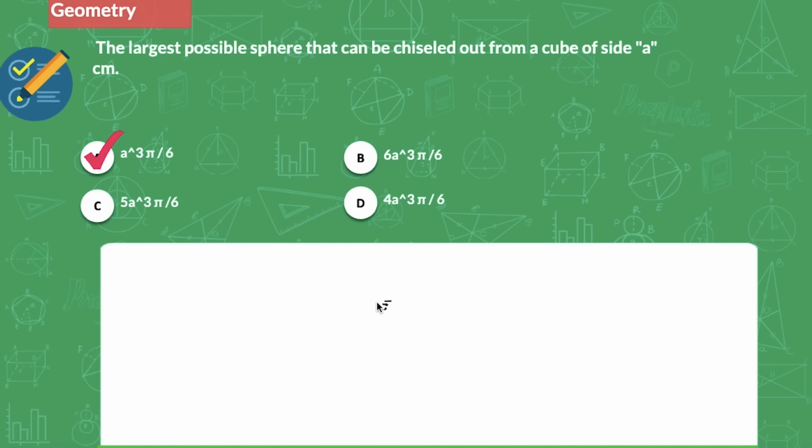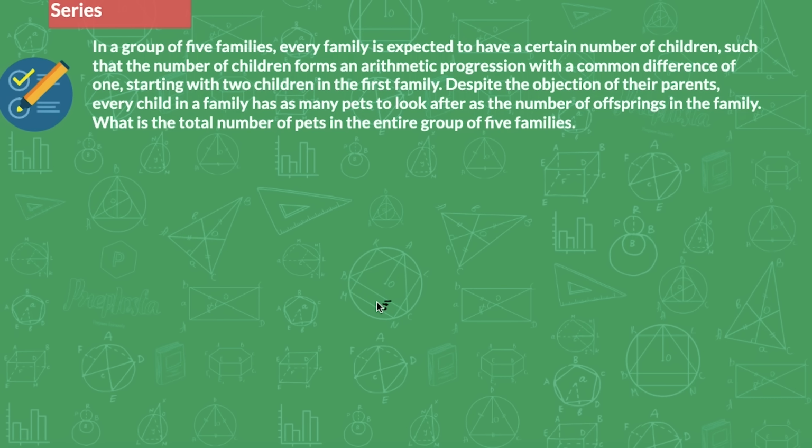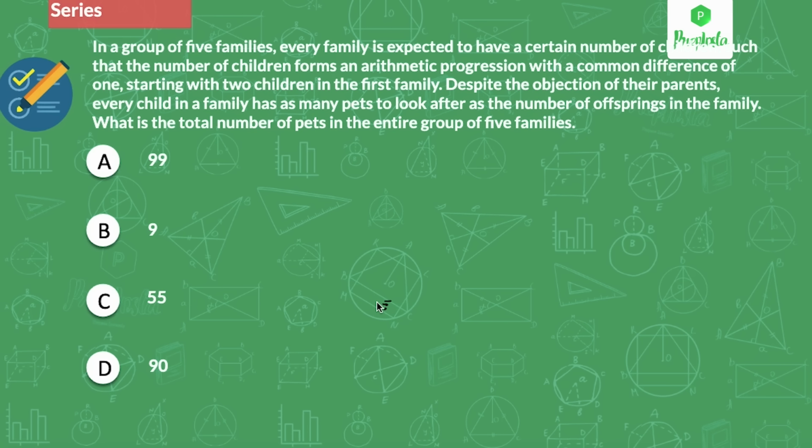So if that is fine, let's move on to maybe the last question for this video, a question from series. So here's the question on your screen. It says, in a group of 5 families, every family is expected to have a certain number of children, such that the number of children forms an arithmetic progression with a common difference of 1, starting with two children in the first family.